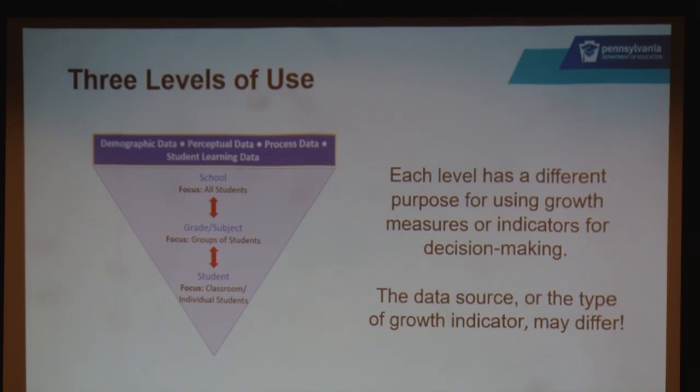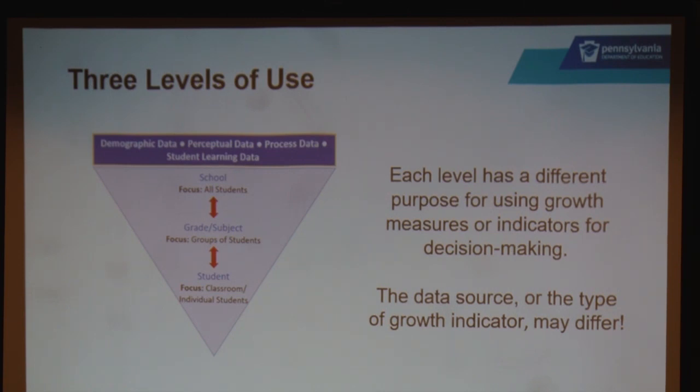So this is an image that we use to talk about the levels of data and the types of data that are available out there to make decisions. At the top of the triangle there, you can see that we've called out 4 different types of data: demographic data, perceptual data, process data, and student learning data. There's all types of data that go in to build a system. And we're saying that these 4 types of data can help lead to decisions at the school level, at the grade and subject level, and then of course at the student level.